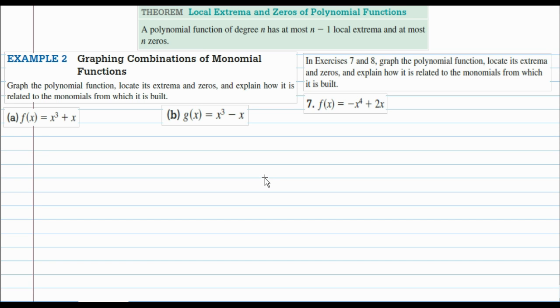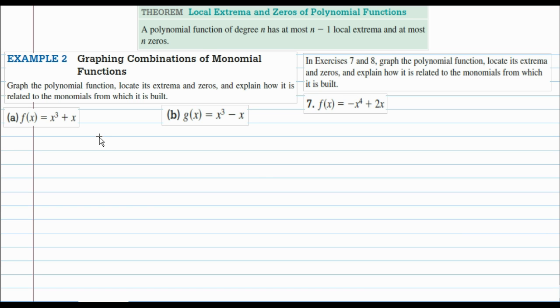A polynomial function of degree n has at most n minus 1, so one less, local extrema, and at most exactly that number of zeros. So for example, a polynomial function of degree, let's go with 5, has at most 4 extrema and at most 5 zeros. And we're going to take a look at a couple examples that will demonstrate that. You could also play around with some drawings of a 5th degree, 6th degree polynomial, etc. And you can see how this theorem does hold true.